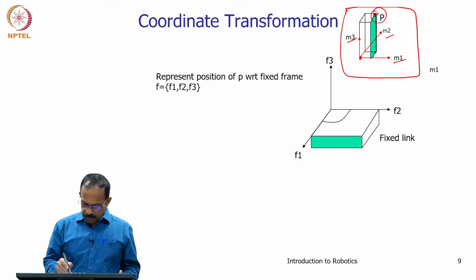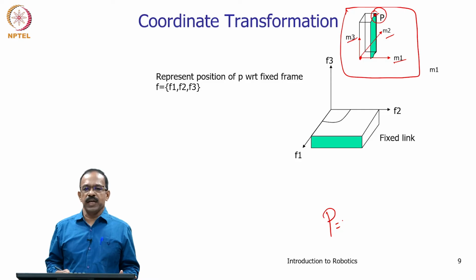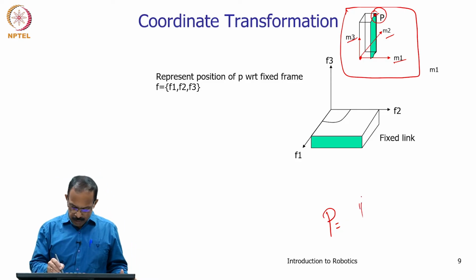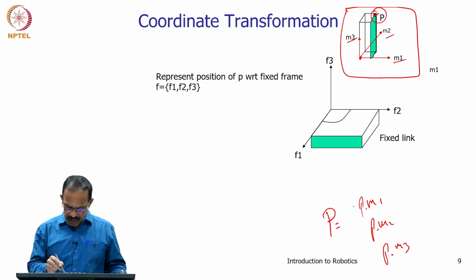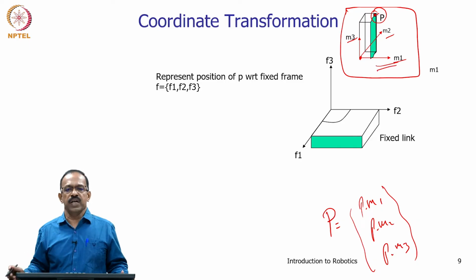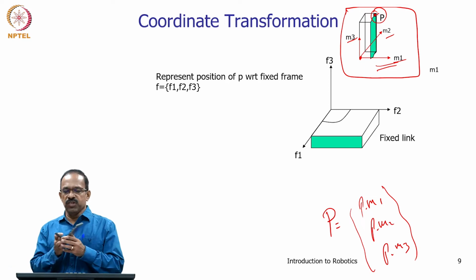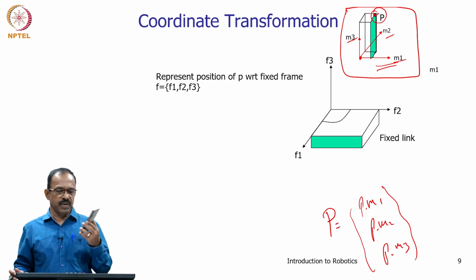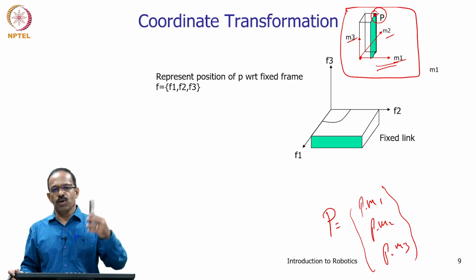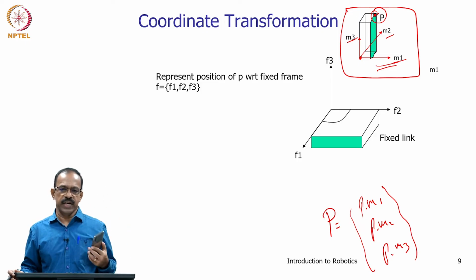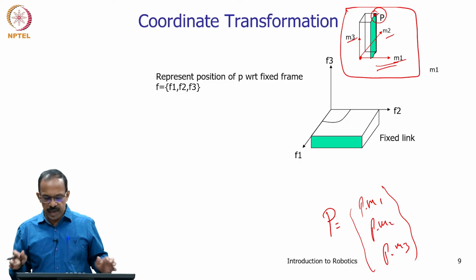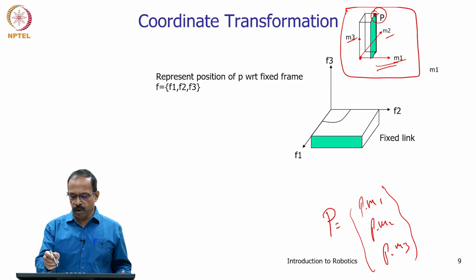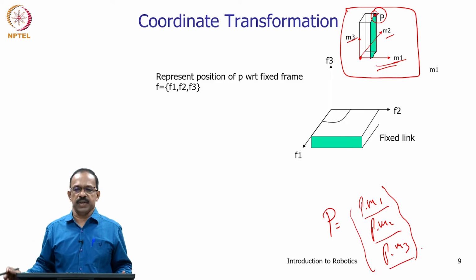Now, the coordinates of this point p can be obtained by taking p dot m1, p dot m2 and p dot m3. That will be the coordinates of p with respect to the frame m1, m2, m3. I attach this to the object, and therefore I call this the mobile frame. I assume that the frame moves along with the object. So, I will get the coordinates as p dot m1, p dot m2, p dot m3.